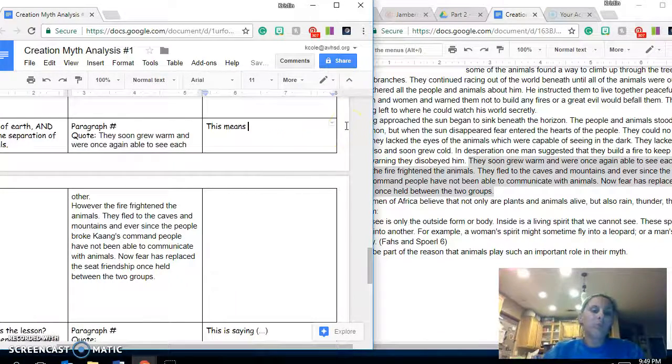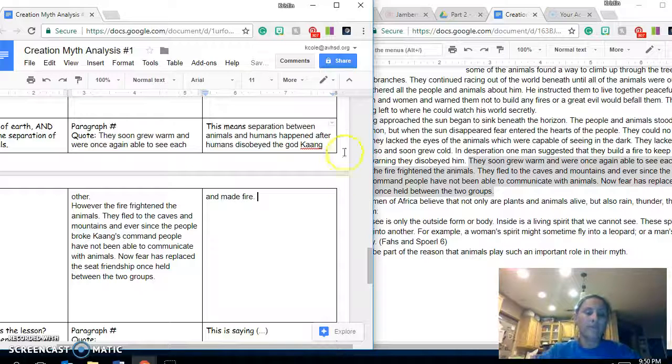All right, so this means that separation between animals and humans happened after humans disobeyed the God King and made. Wonderful.